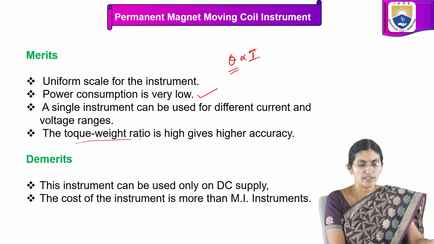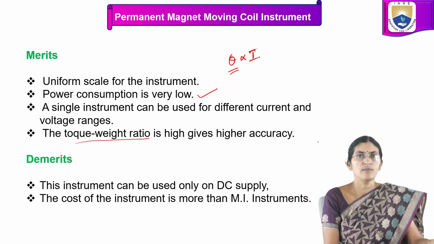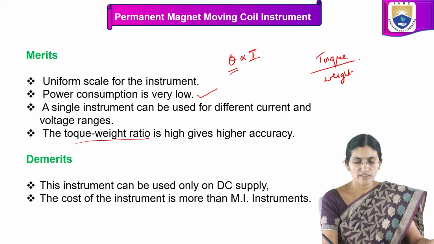And another important advantage is that the torque to weight ratio is high. Because of this, it gives higher accuracy. So what is torque to weight ratio? It is nothing but the ratio of torque to weight of an instrument. This ratio should be very high, so in order to be high, the weight of the instrument should be reduced.